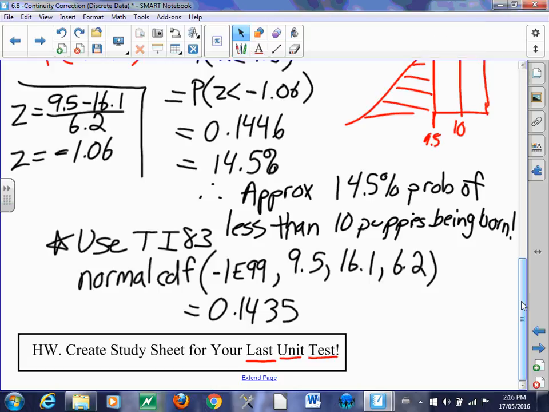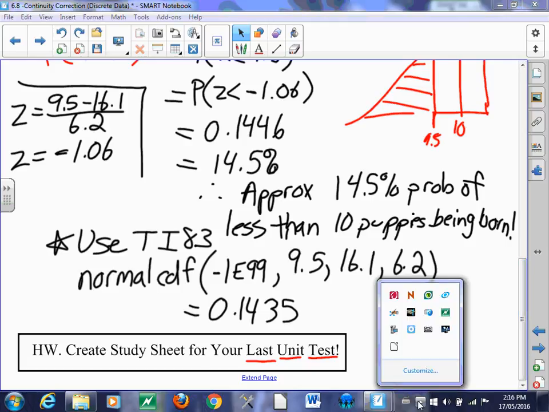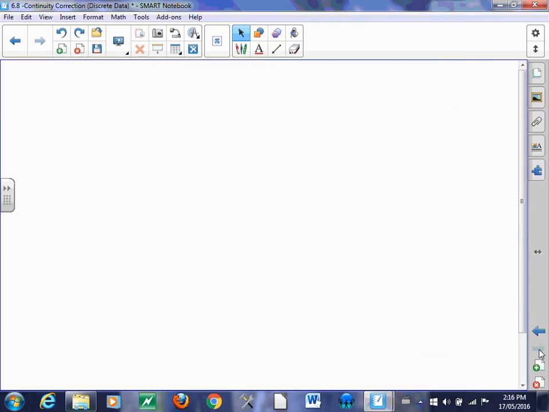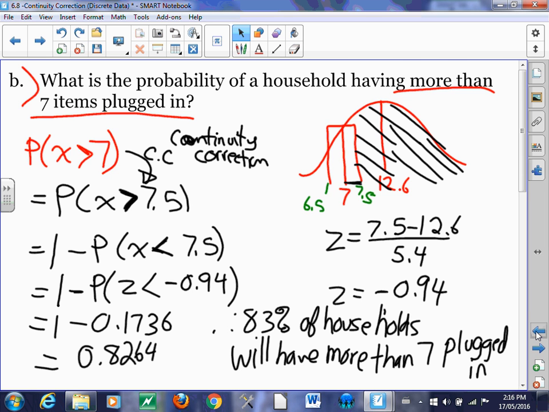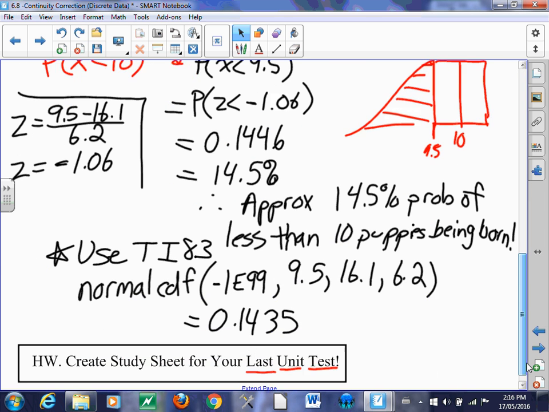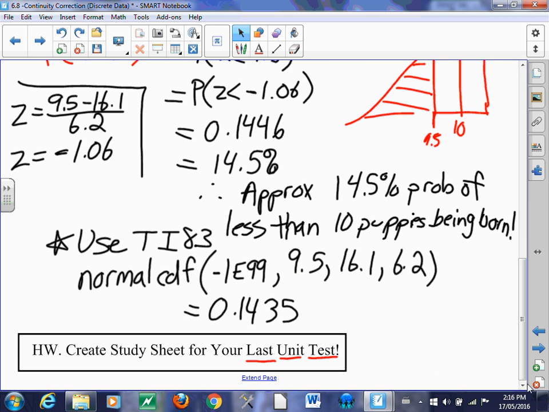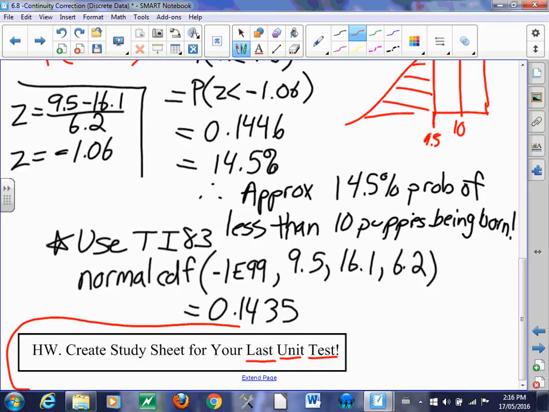So get ready for your upcoming test. You'll have practice questions coming up on your review for your test. There will be a sheet ready for that. Okay, so continuity correction, you will check this here, and make sure you know how to use technology, guys. It can help you. If you need help doing this, let me know.